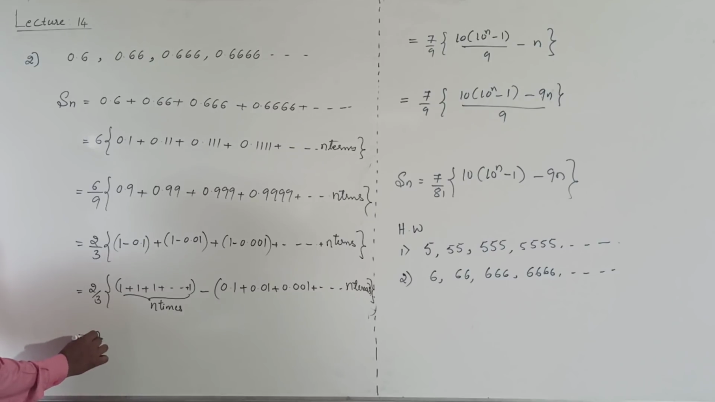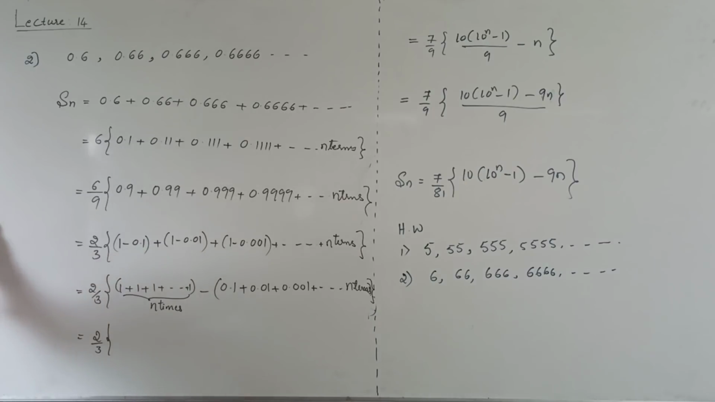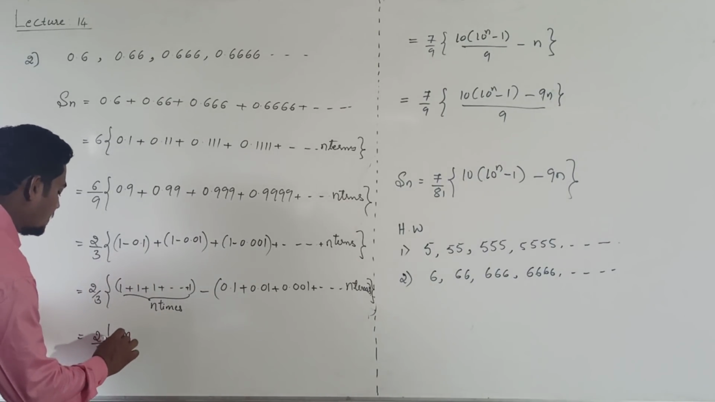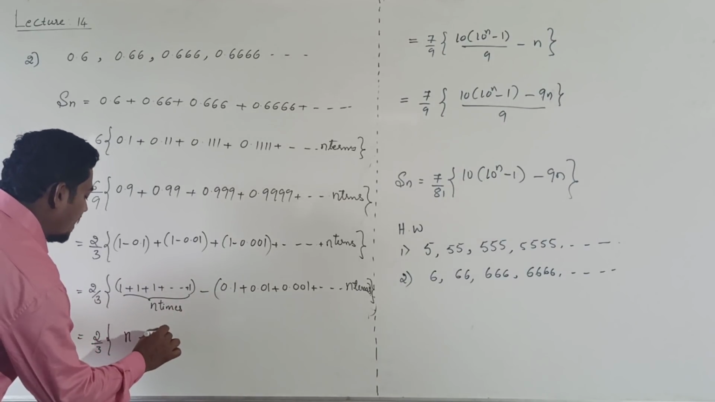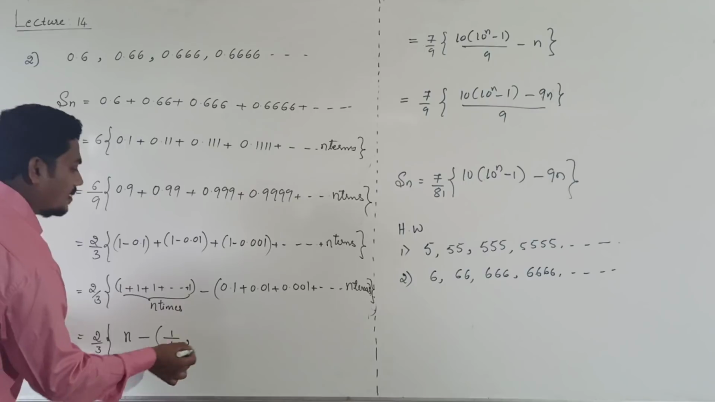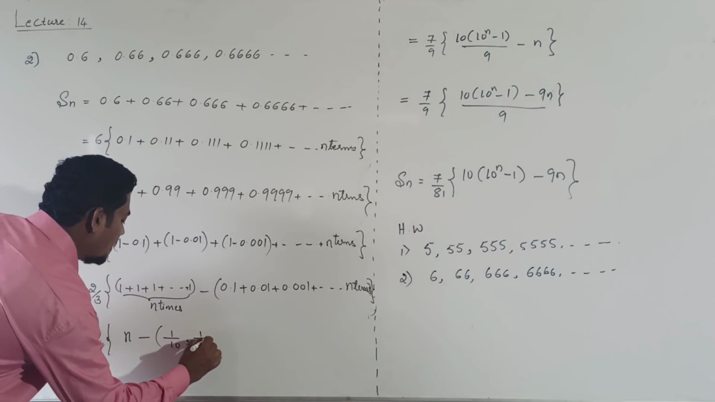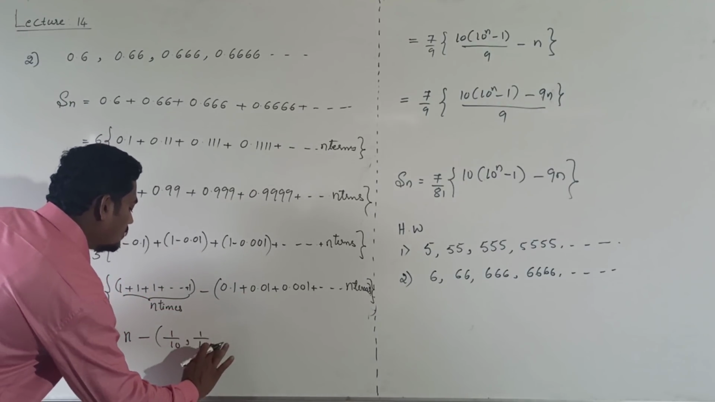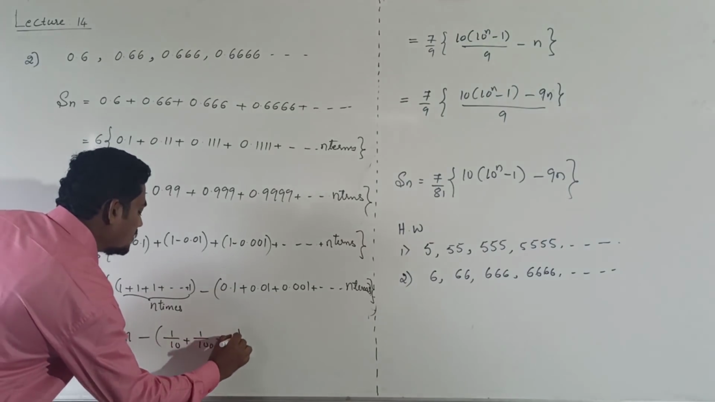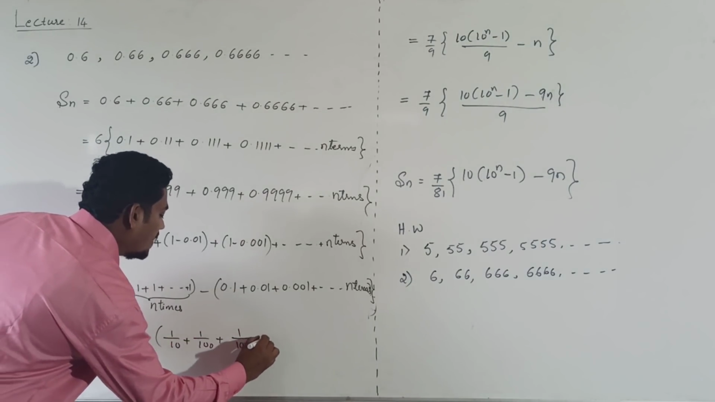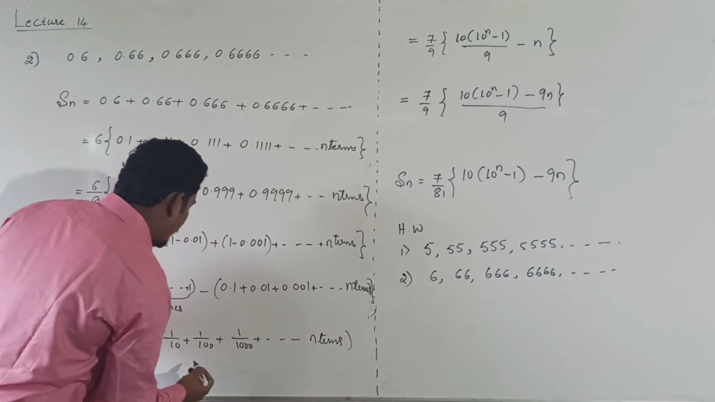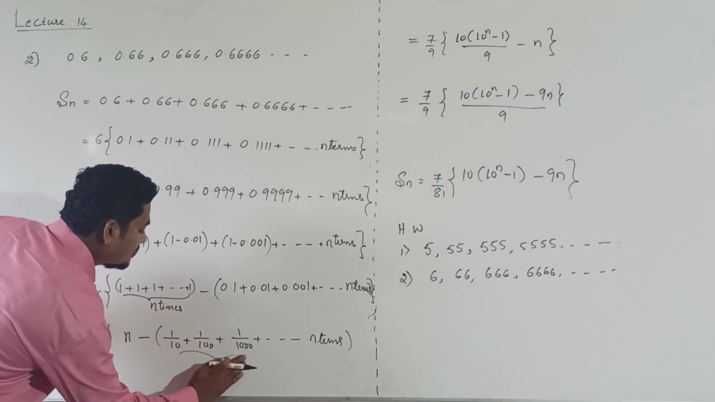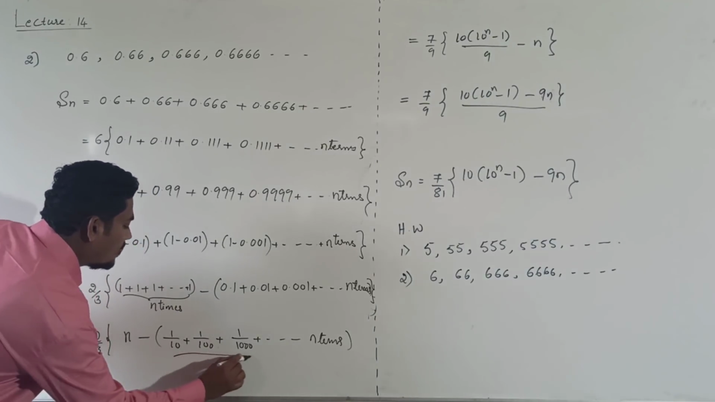Next, 2 by 3 in bracket. 1 plus 1 plus 1 repeated n times means its sum is n. Minus, I will write 0.1 as 1 divided by 10 and 0.01 as 1 divided by 100, plus 1 divided by 1000, plus and so on up to n terms. Now clearly this is a GP. Use the GP formula.